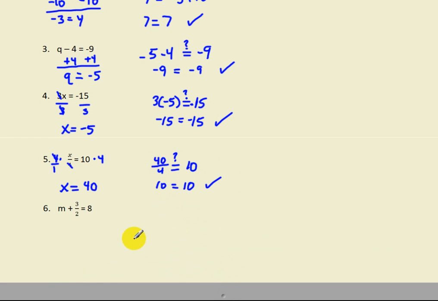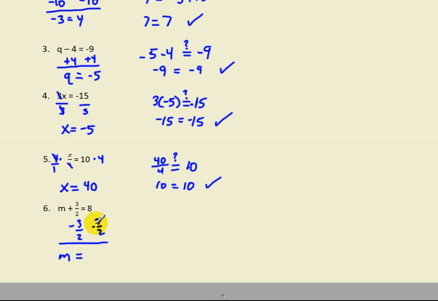Okay, m plus 3 halves equals 8. So we're going to subtract 3 halves from each side. Now on the left-hand side, it's simple. We just have m by itself. If you want to subtract a fraction from a whole number, one thing that we can do is convert that to 16 over 2. So we want a common denominator.